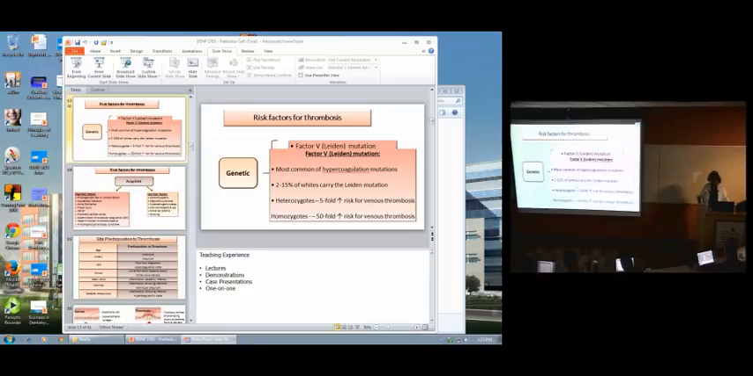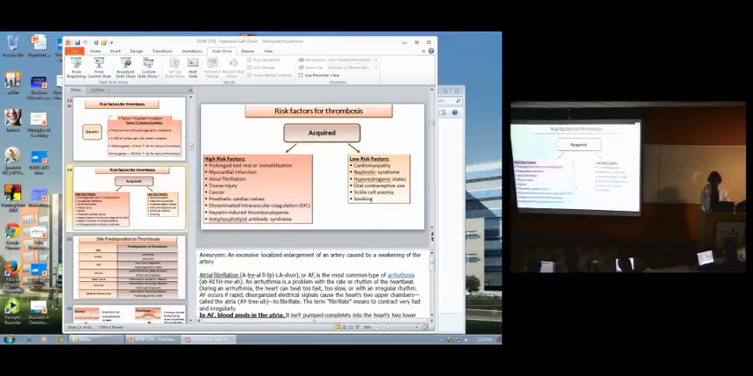and what you really need to know is that there's an increased risk for venous thrombosis, almost as much as a 50-fold increase, particularly when you have homozygotes. In other words, both alleles are affected.